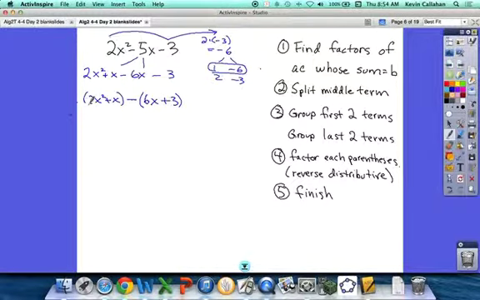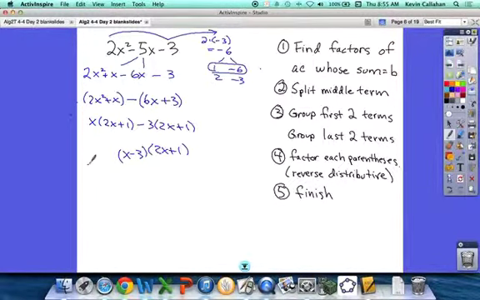Now see what happens. Factor this set of parentheses. The greatest common factor between 2x squared and x is just an x, which leaves us with 2x plus 1. What's in common between 6x and 3? There's a 3, so you take out the 3. That's 2x plus 1. And again, now in parentheses, I've got the same thing, 2x plus 1. So I factor that out. And what's left, from this term, x. From this term, minus 3.